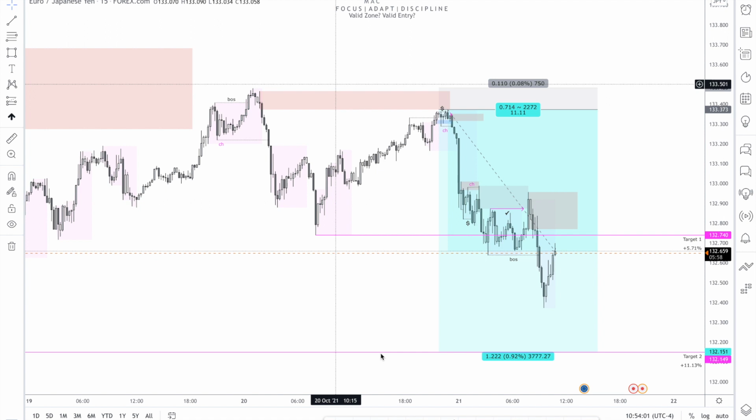All right. I don't want to get into the confluences just yet because I want to break down the higher time frames and the lower time frames for you guys so you all can see how I correlated both of the time frames together in order to take this as a trade.